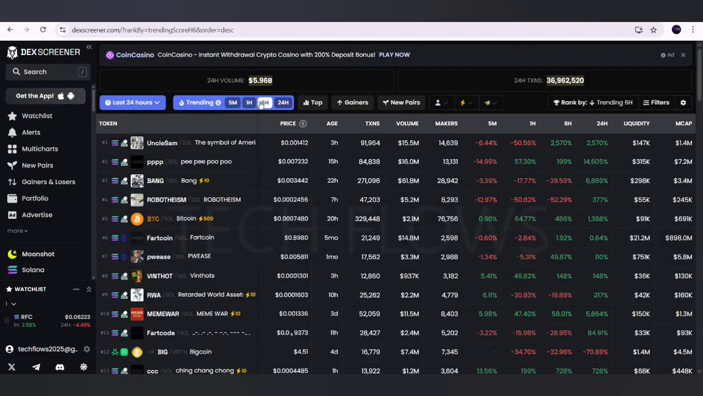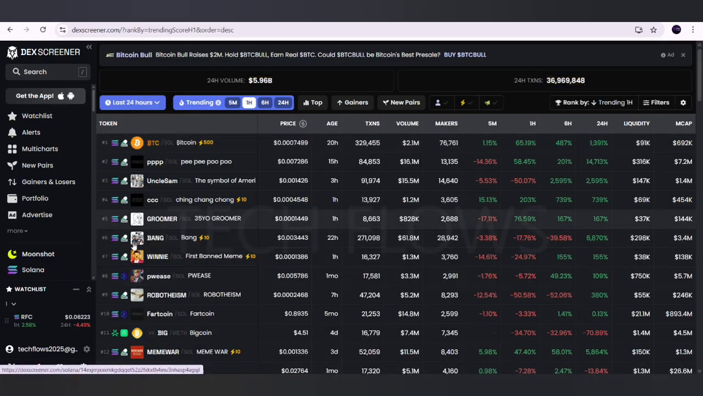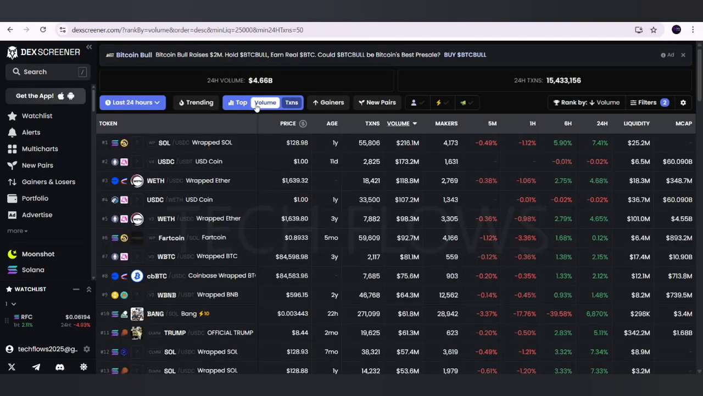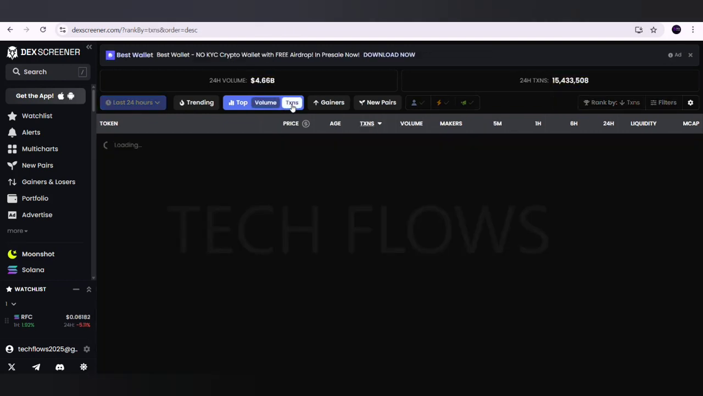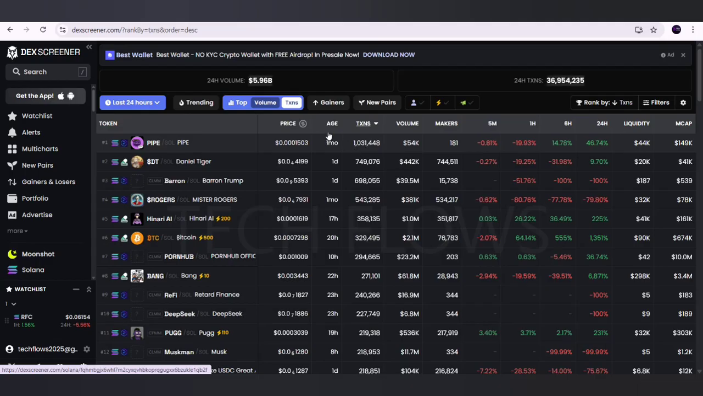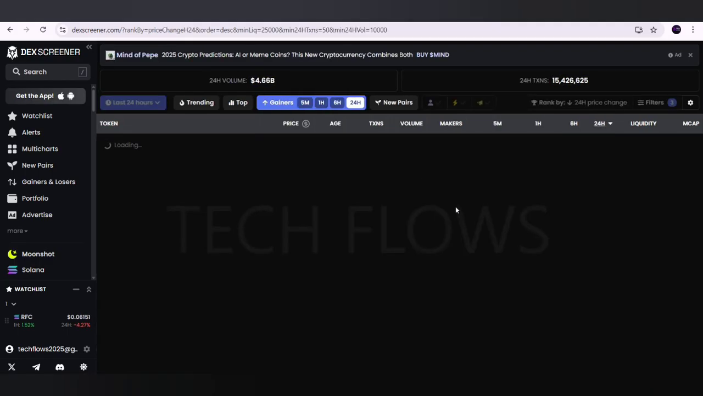Last 6 hours, these were trending. Last hour, these were trending. It's amazing, guys. And here, as you can see by the name, it's top by volume or TXNs. Guys, TXNs are actually the amount of trades that token has. For example, this one had 1 million trades on it. The volume also, so top volume and top TXNs, you can also sort them. It's an amazing filter.